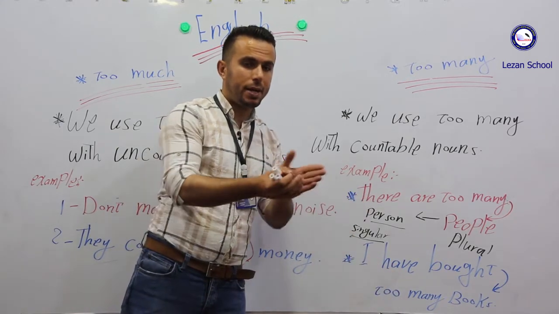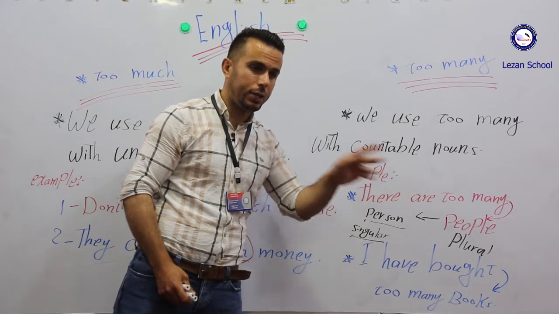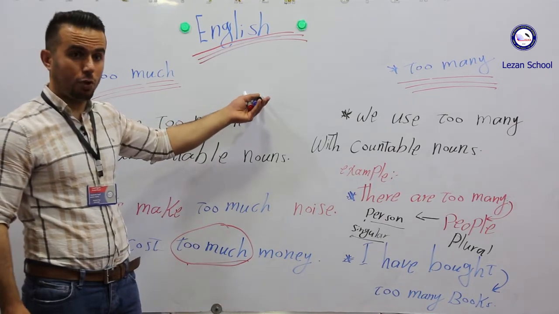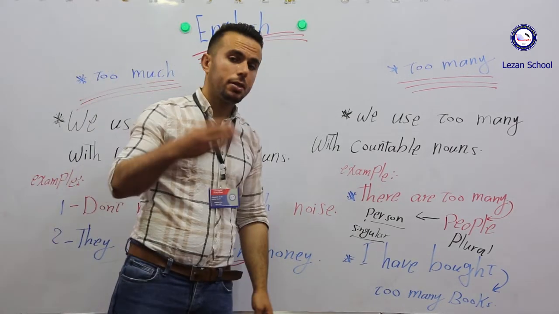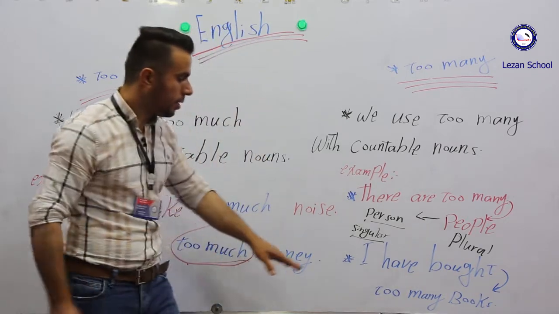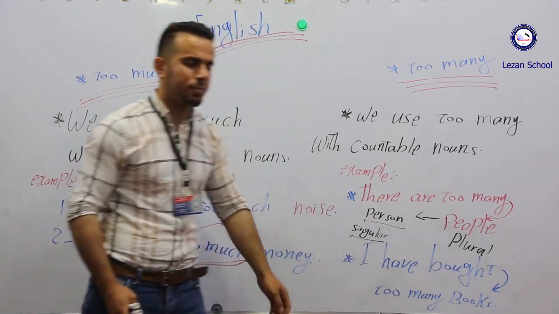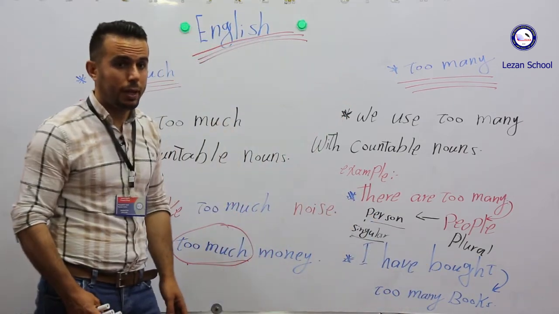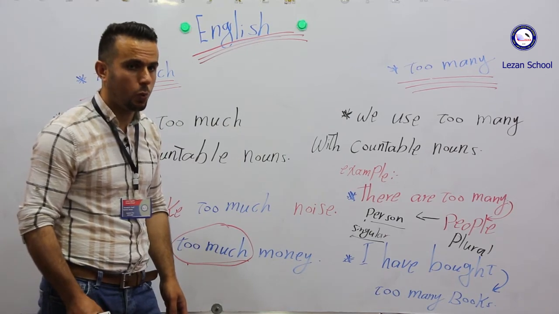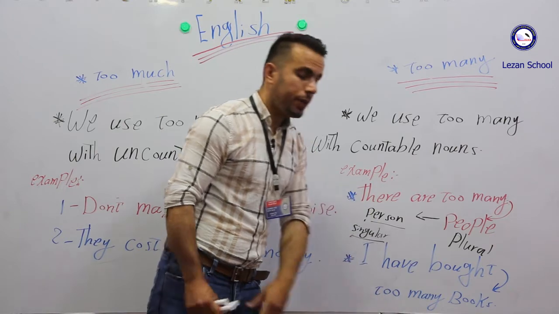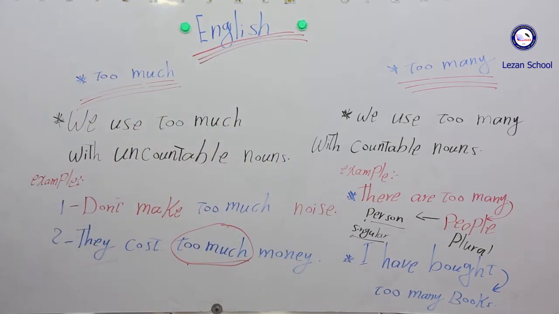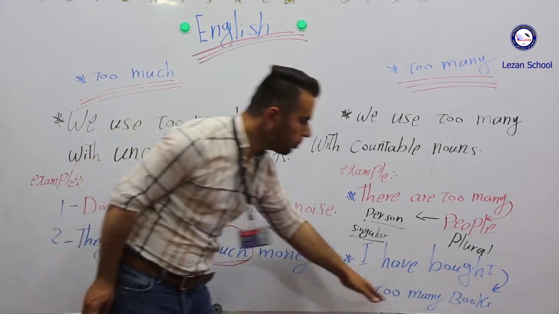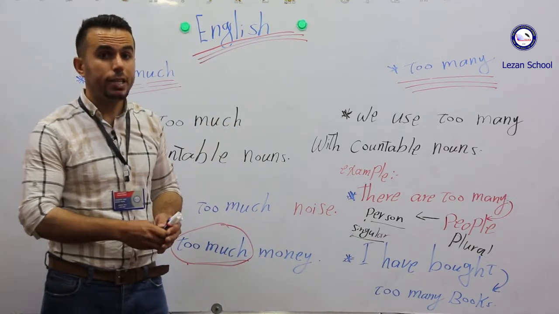PP, past participle, or the past of the past, that I told you to memorize the meaning of PP. What is the PP? PP is the short form for the past of the past or past participle. I have bought. Bought comes from what? This is not our topic, but I just want you to know that. Bought comes from buy. B-U-Y. If we change buy into past participle, it becomes bought. I have bought too many books.